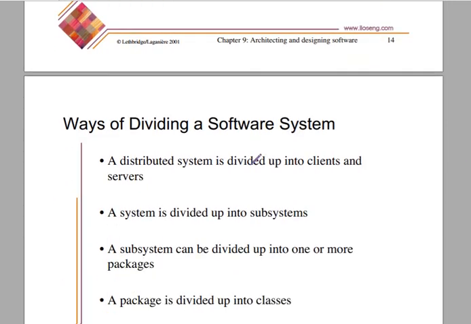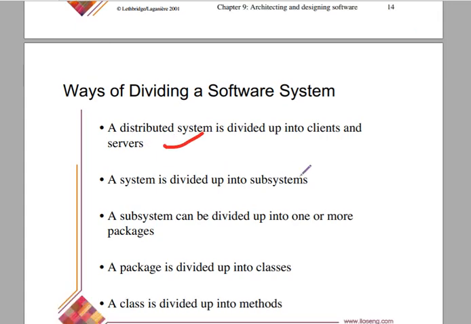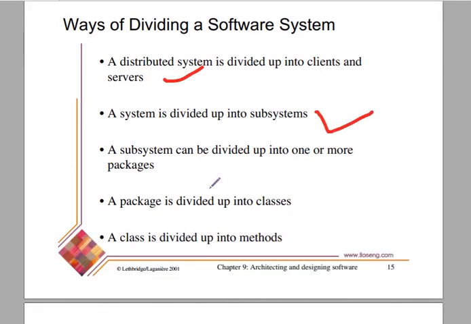Another benefit is that there are many ways to divide a particular system. A distributed system can be divided up into clients and servers. A system can be divided into subsystems. A system can be divided into one or more packages. Further, a package can be divided into classes, and a class can be divided into more methods. So these are the ways through which you can divide and conquer. That means you can divide and solve the problem easily.